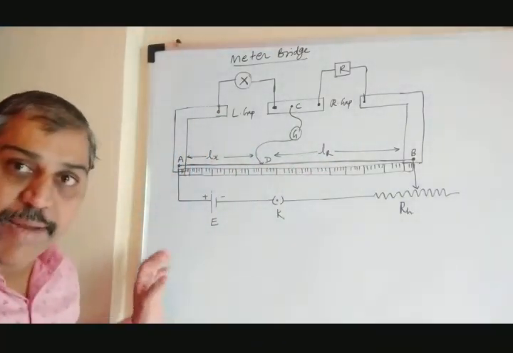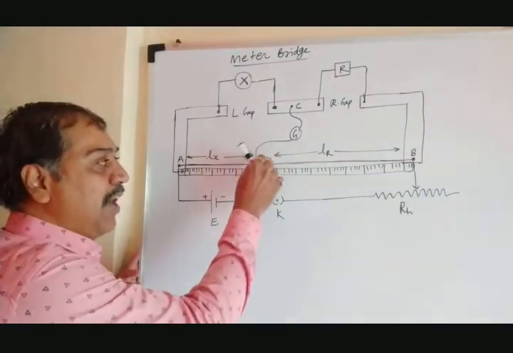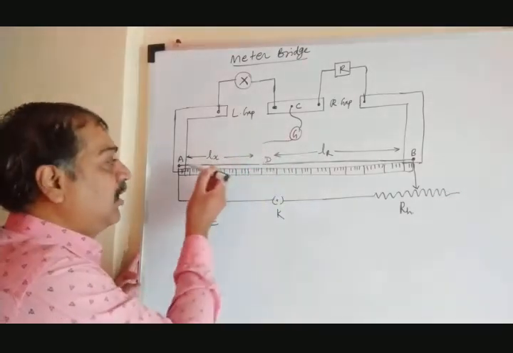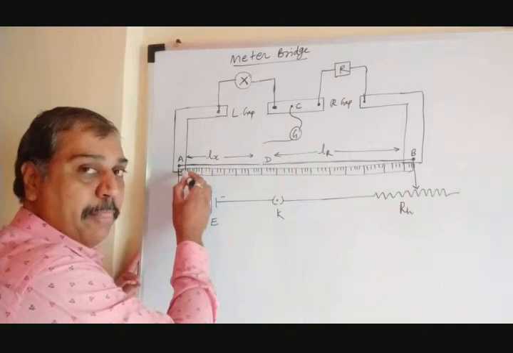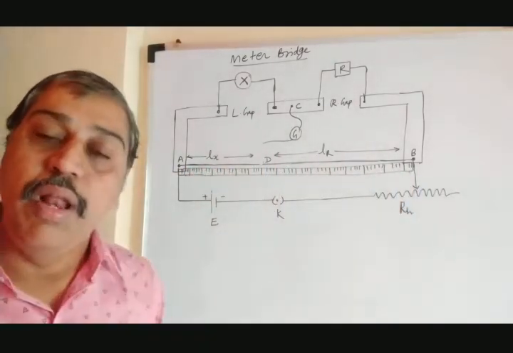Now what is our aim? When we switch on the key, first of all, just hold this wire in our hand. Suppose I have held it with my pen like this. Touch the jockey to the end A. Observe the deflection of the galvanometer. If it goes to the right side, touch it to B. It must go to the left side.